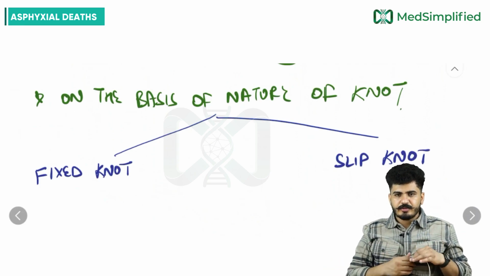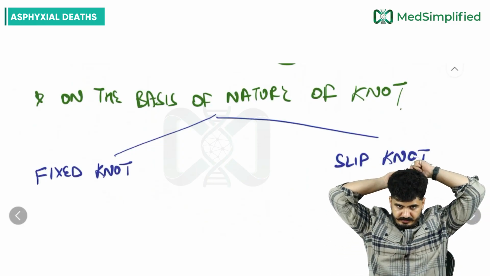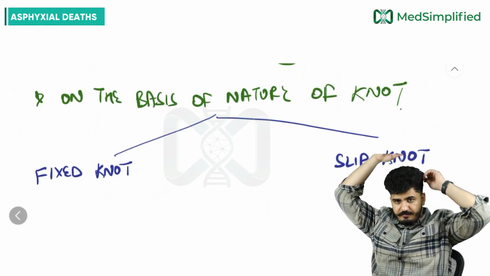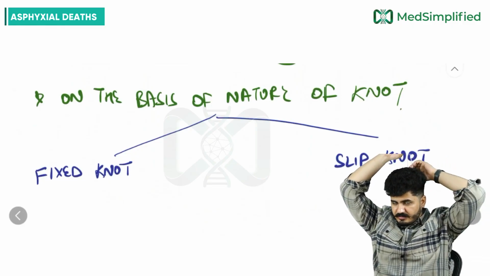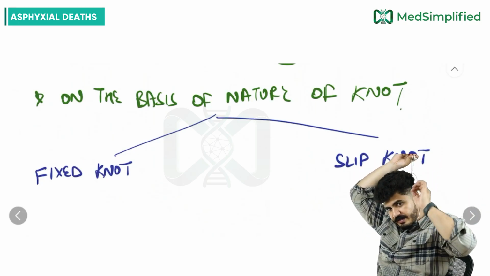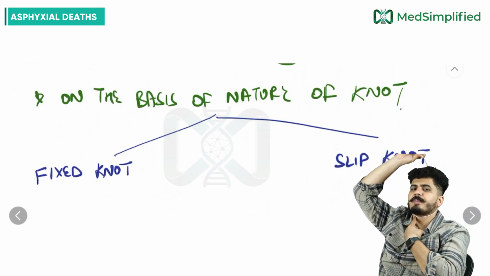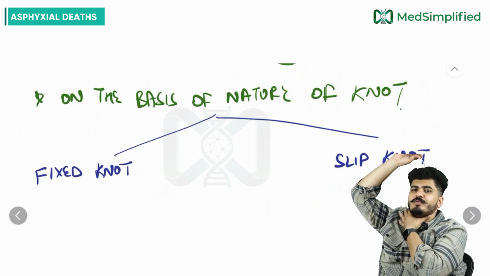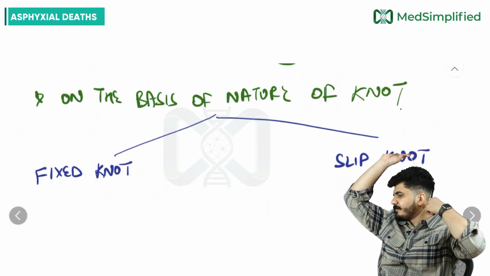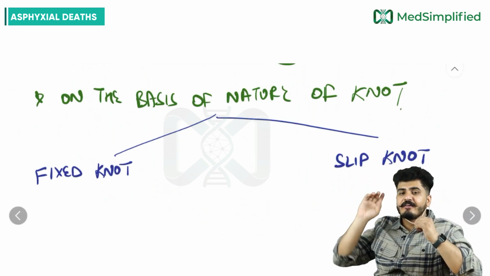I'll just show you, then we'll talk about this. If I am tying a knot like this, and the knot is fixed here, it is not slipping at all on applying pressure. This knot is called a fixed knot. And the moment the knot is fixed, you will see an incomplete oblique ligature mark. Incomplete oblique ligature mark in the fixed knot.